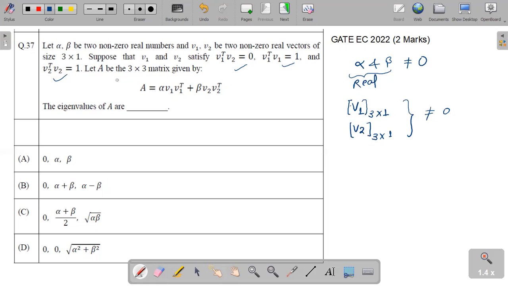Let A be the 3 cross 3 matrix given by this equation, and we have to determine the eigenvalues of the matrix A. So this is the matrix A, which is given in terms of alpha, beta, b1 and b2. So how do we find the eigenvalues of this matrix, right?